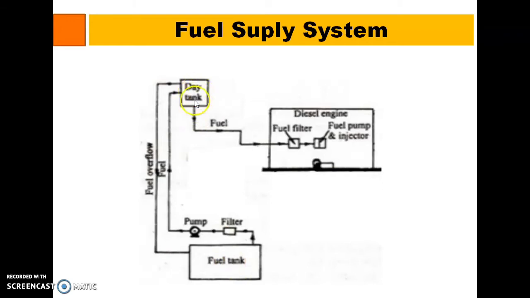Then after fuel is coming into this day tank, the fuel is given to the diesel engine. Before it is given to the engine, it will get filtered, where the impurities of the oil will get separated out and pure oil is given to the engine. Okay, so this is how the fuel supply system works.